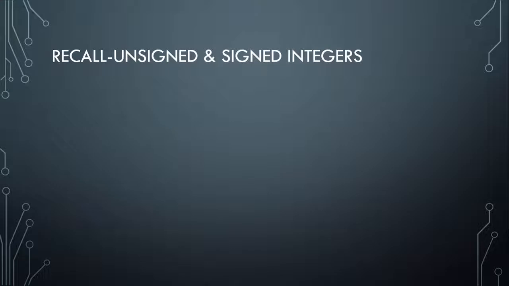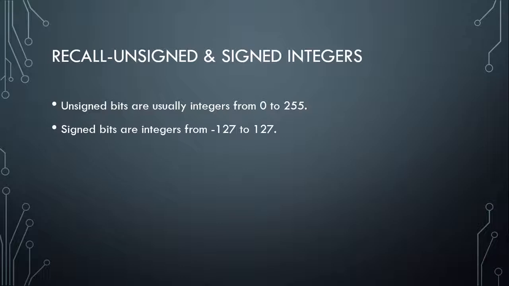All right, let's do a quick recall on what unsigned and signed integers mean. Unsigned bits, if you recall, are usually from 0 to 255, and this is looking at an 8-bit string. If you have a 16-bit string, you can have more than 255. But we mostly talked about 8-bit when we look at the LC3. We're going to be dealing with 16-bit, so we can actually go a lot higher than 255. But we'll deal with that as we come to it. Signed bits, of course, if you remember, for 8 bits, is from negative 127 to 127.